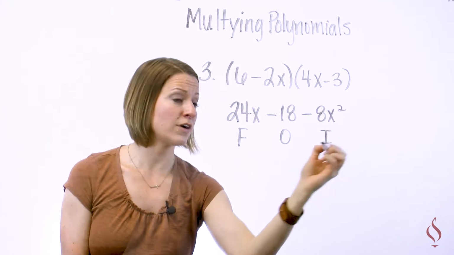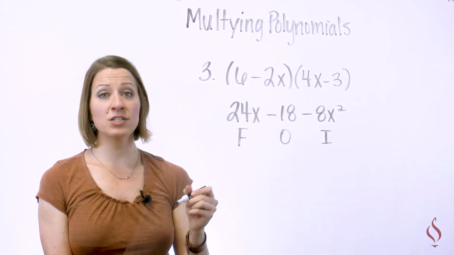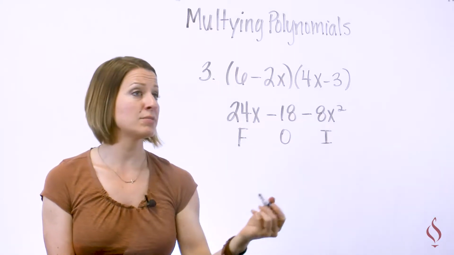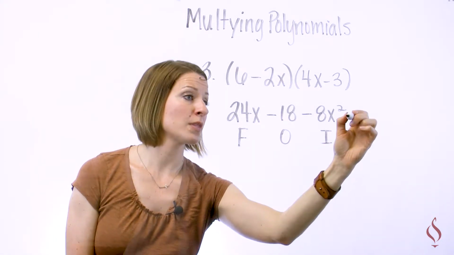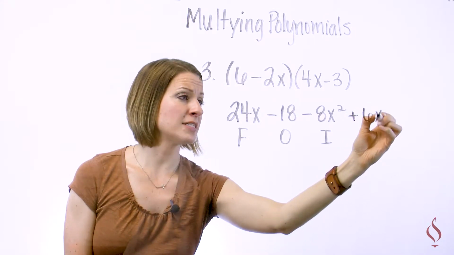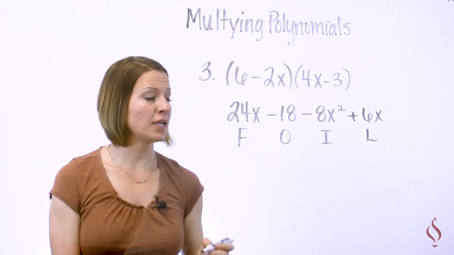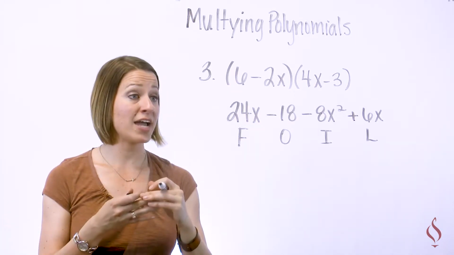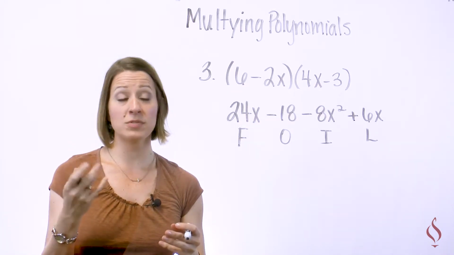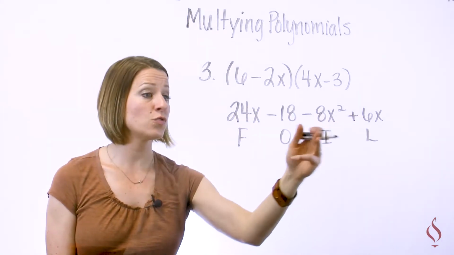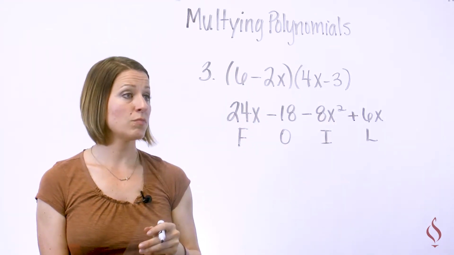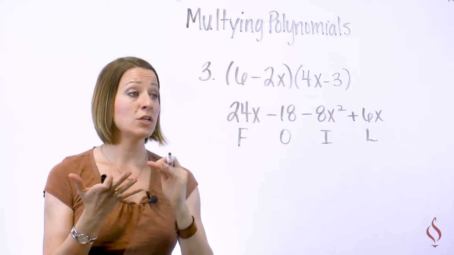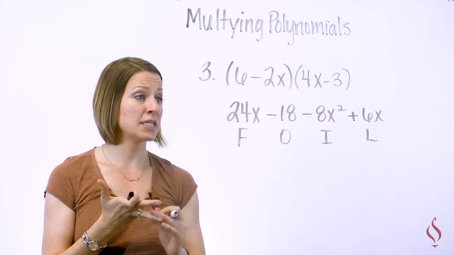That's an I for our inside. And then the last term is negative 2x times negative 3, which is a positive 6x. Okay, so it's super important when you're doing these FOIL problems that you have actually multiplied 4 times, because you need your original 4 answers first, and then you can start descending order and collecting like terms.